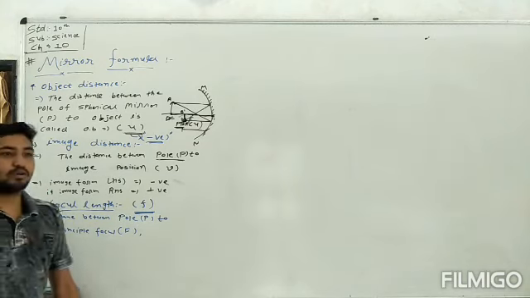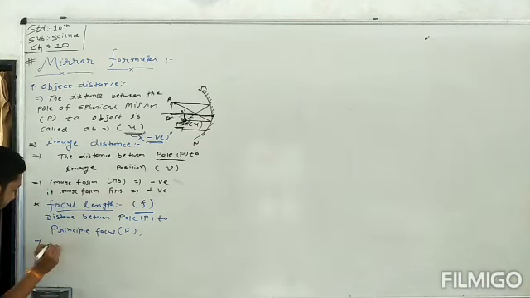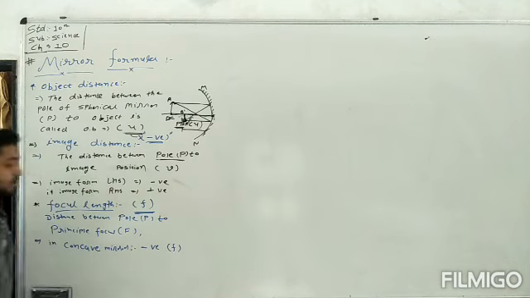But there are two cases. In a concave mirror, we use negative focal length. But in the case of a convex mirror, we use positive. Why these two?